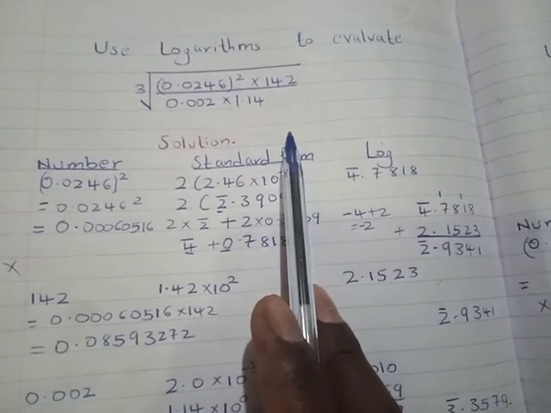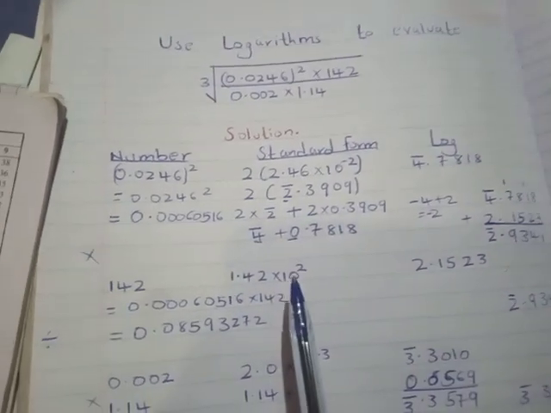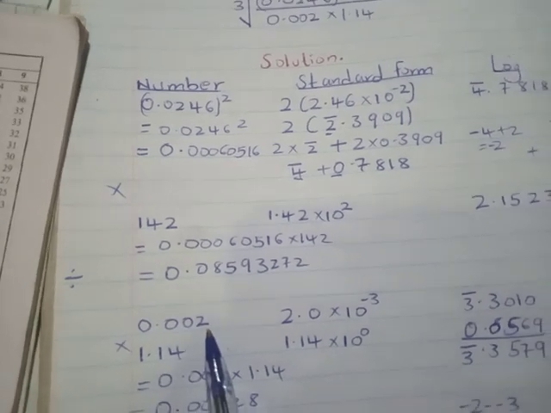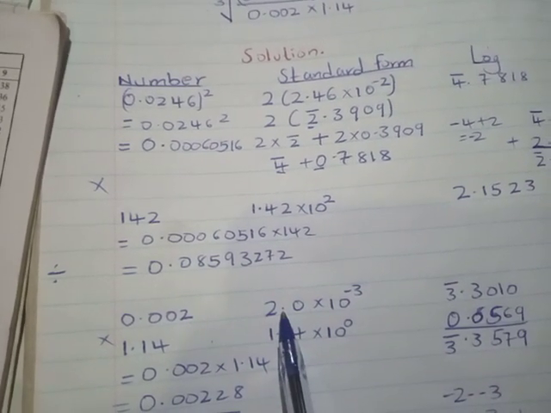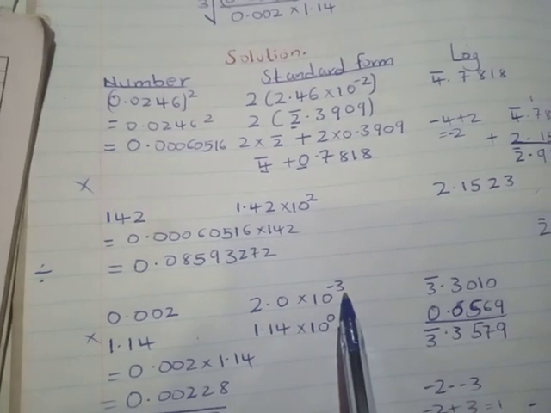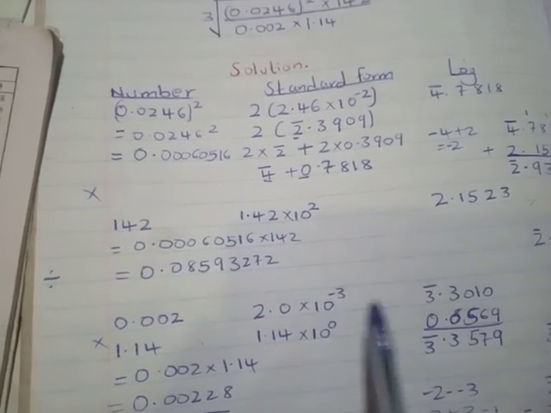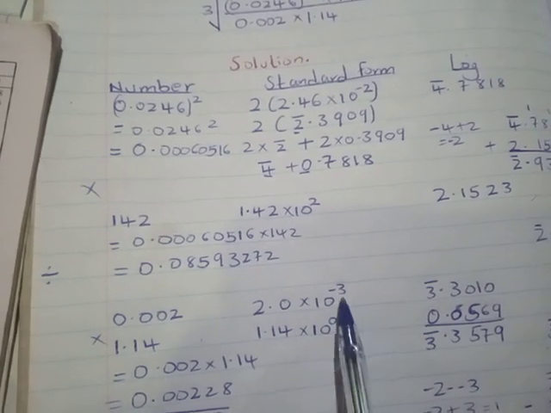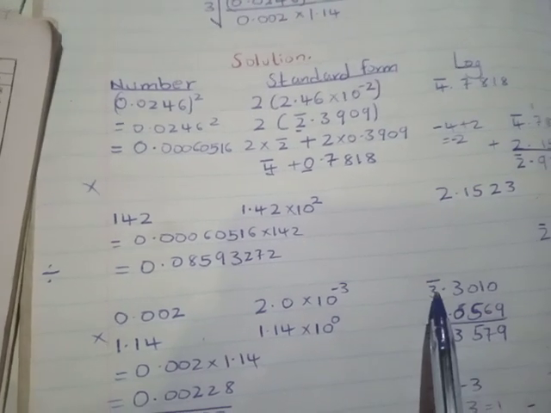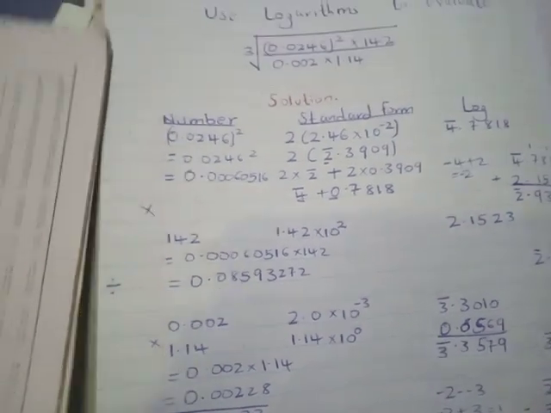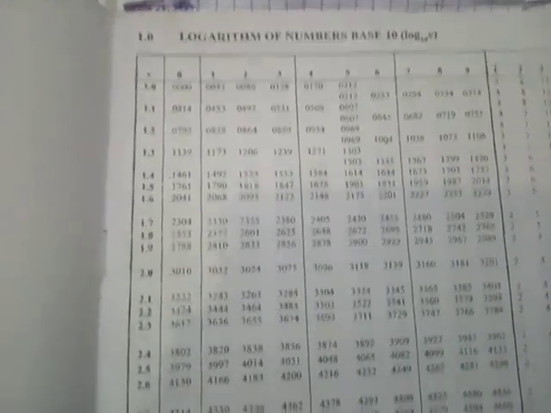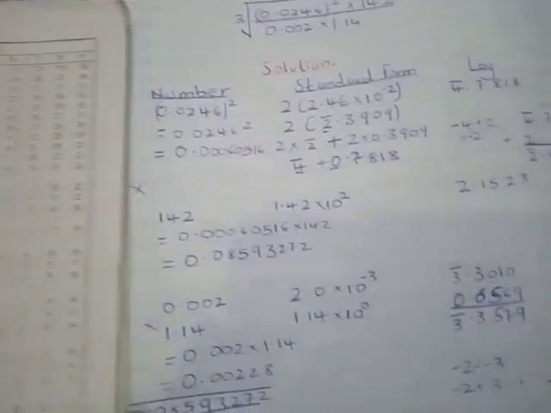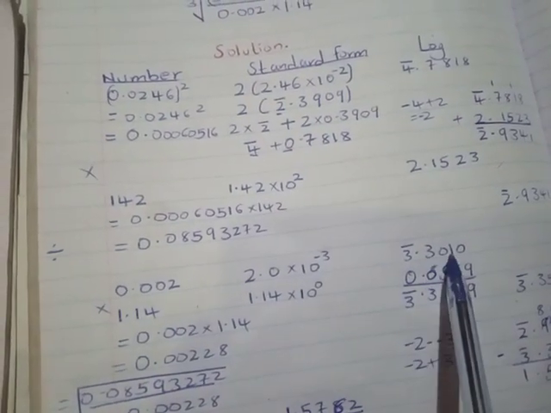Remember, that is for the numerator. Then we go to the denominator. Denominator, it was 0.002. Now that will be 2.0 times 10 power negative 3 in standard form. Then we go to log of 2, because you know that negative 3 will be bar 3 point. Log of 2, we go to our log. Here is our log, we go to log of 2.0, it is here, 3010. So 0.3010, we add it there.